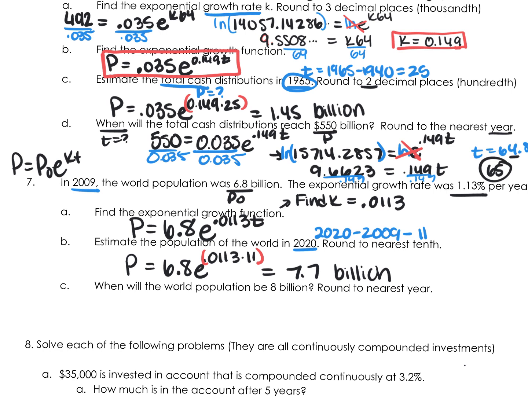Now for part C, we're asked when will the world population be 8 billion? So now we know the population is 8 billion and we're looking for t. So this is going to be our ending amount P and we're looking for t. Again, we're using this equation now. So we're going to plug in 8 for P, and we'll solve for t. So we'll start by dividing by 6.8.